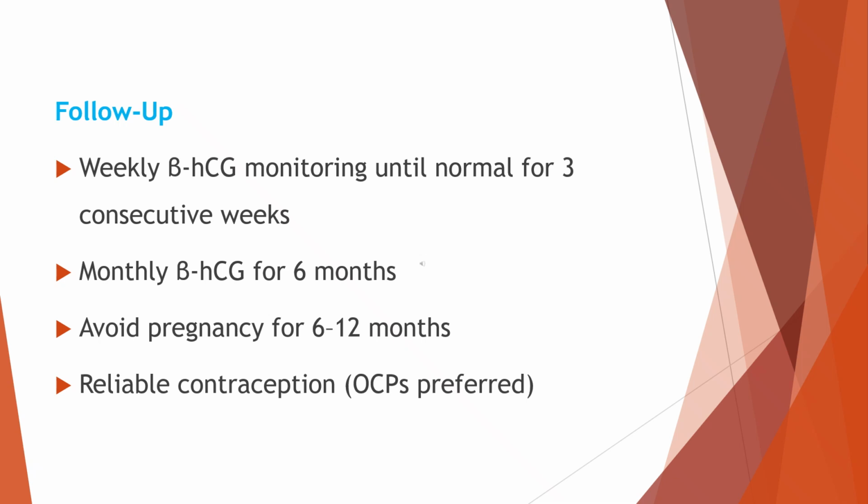During this time, it is important to avoid becoming pregnant for at least 6 to 12 months. This is because a new pregnancy would make it difficult to track the HCG levels and could hide early signs of complications. Reliable contraception is recommended, and oral contraceptive pills are often preferred because they are safe and effective. Following these steps helps prevent complications and ensures complete recovery after a molar pregnancy.